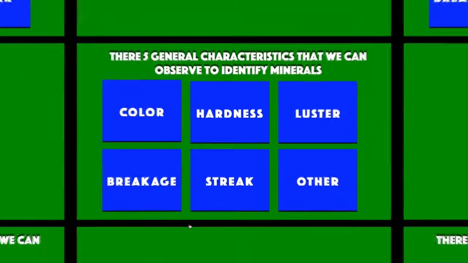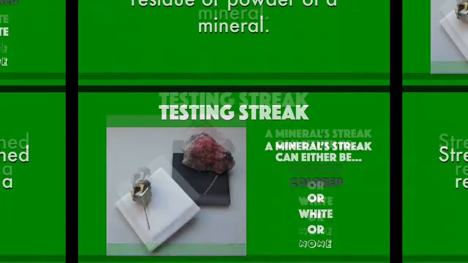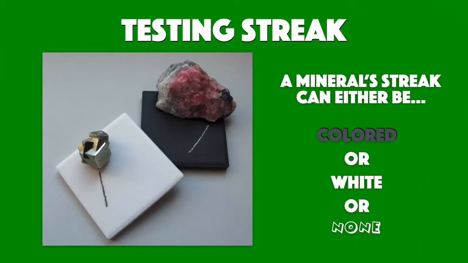Streak. Now, streak is a very easy test to perform, and it's probably one of the best tests to do. Streak is the finely crushed residue or powder of a mineral, and we test streak using glazed porcelain tiles. So by taking a mineral and producing a streak on either type of tile, we can see if the mineral streak is colored, if it's white, or if there's no streak at all. How that test is performed is shown in this video.